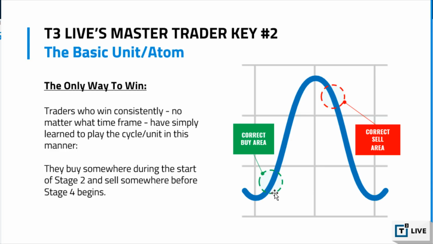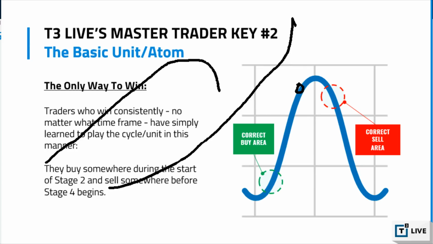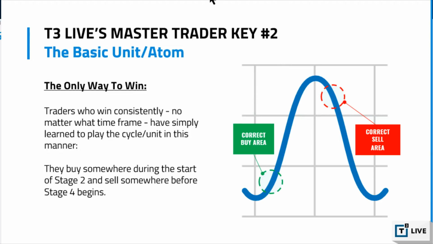They buy somewhere during the start of stage 2 and sell somewhere before stage 4 begins, or at the beginning of stage 4. So you buy somewhere here, you sell up here also. You can sell up here if the stock goes climactic, up, and goes climactic, get out of it. Don't wait for it to roll over. Or if it just goes up and then slowly rolls over, then you get out of it right here, depending on whether the stock goes climactic or not. So again, they buy somewhere during the start of stage 2 and they sell somewhere before or at the start of stage 4.